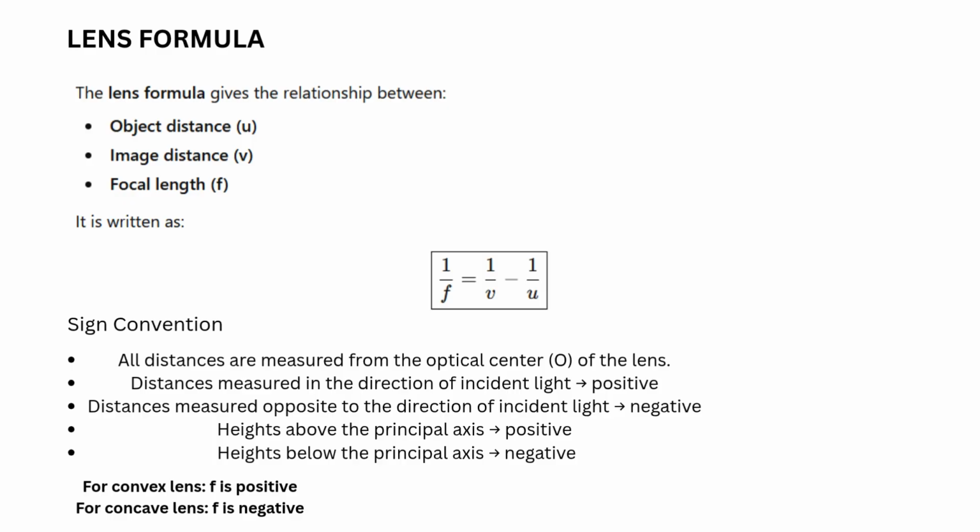Heights above the principal axis are positive. Heights below the principal axis are negative. Also, for concave lens F is negative. For convex lens F is positive. Lenses are designed in labs using the lens formula.